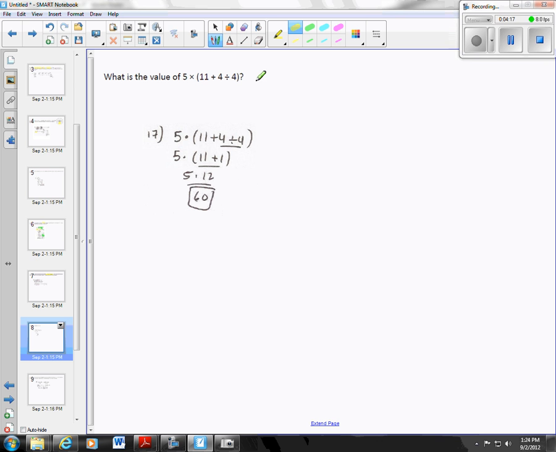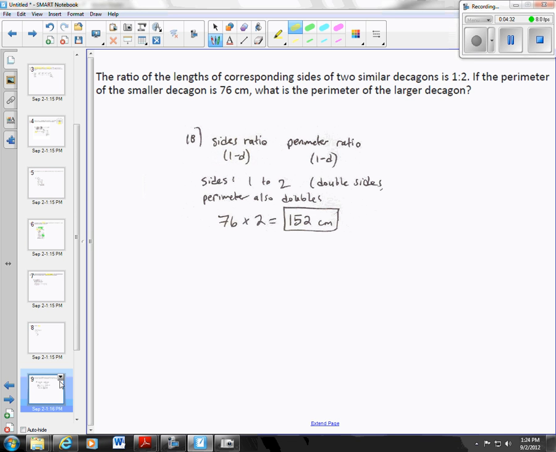All right, now this one, again, it should just jump out to you, this PEMDAS order of operations question. So we're going to do parentheses first, but remember, we have to follow PEMDAS inside, so you'll divide first. 4 divided by 4 is 1, and then you add the 11, and then you multiply the outside. 5 times 12 is 60.